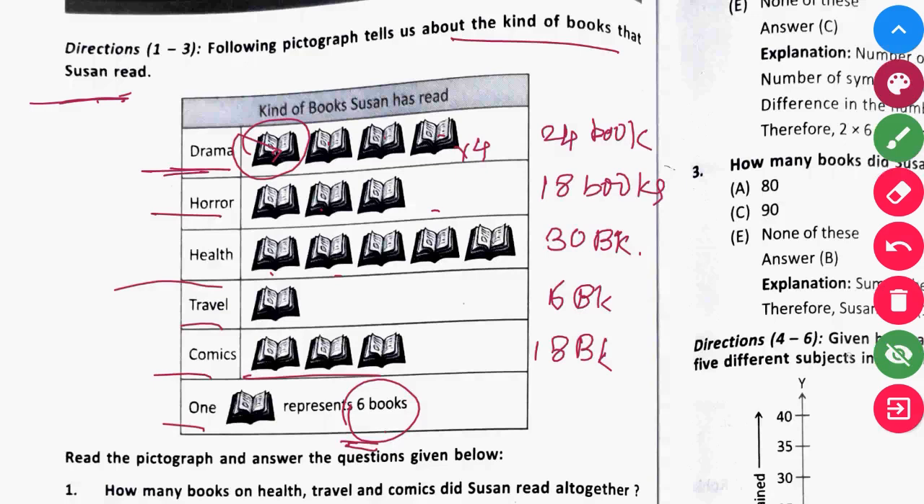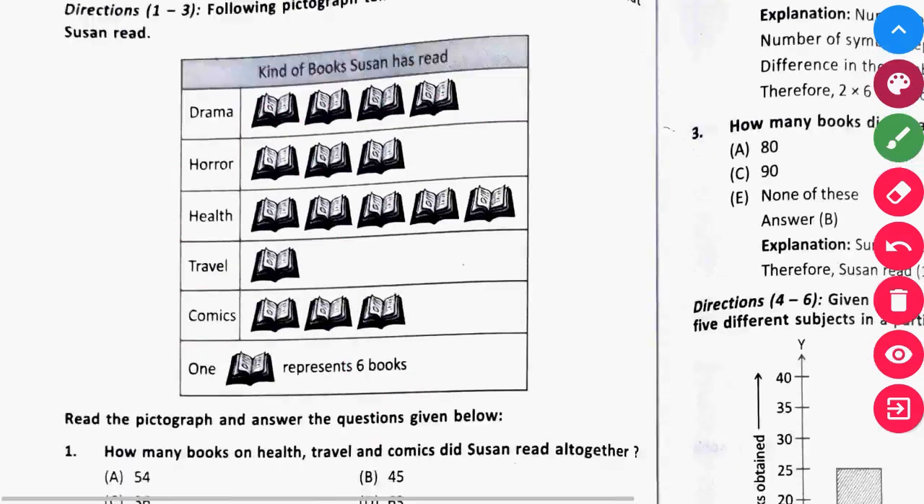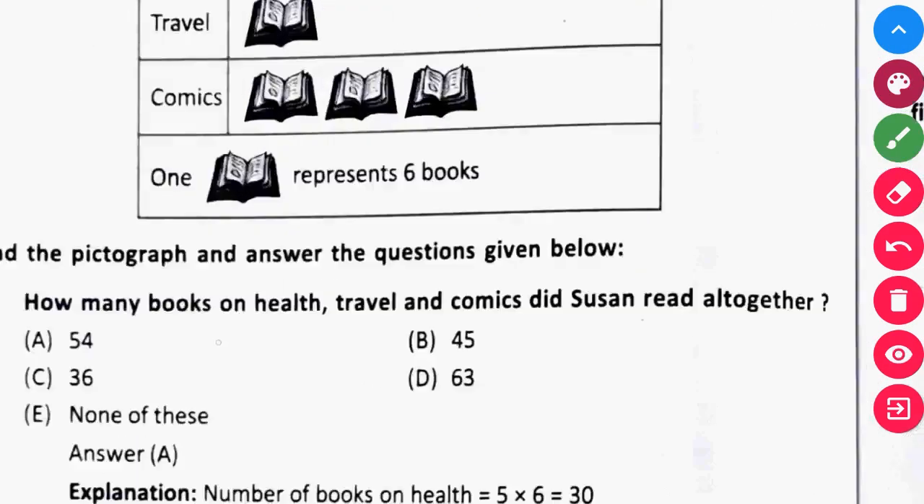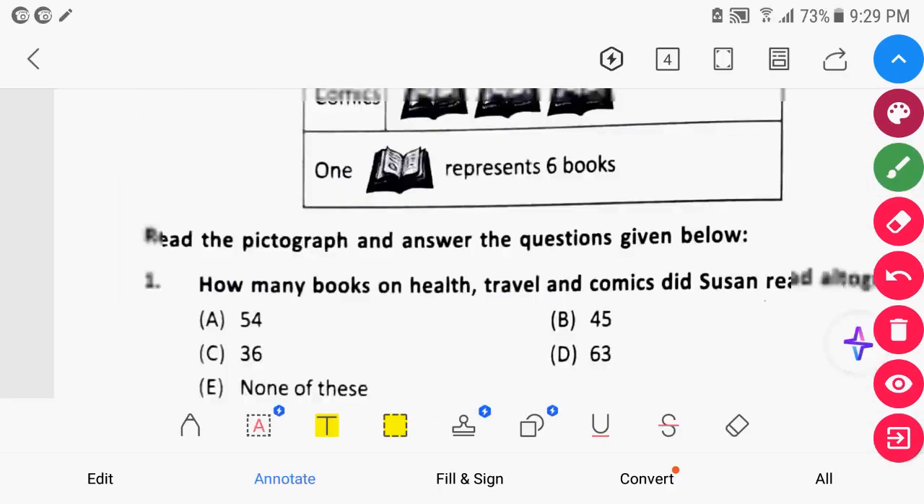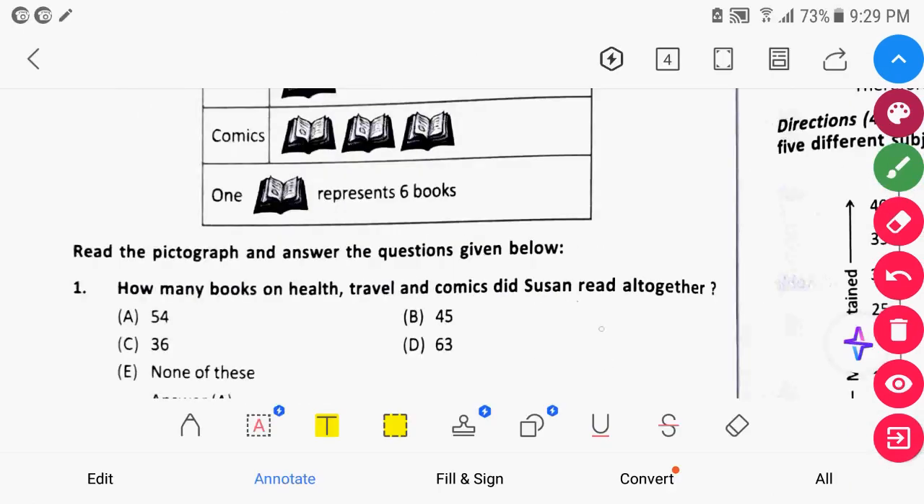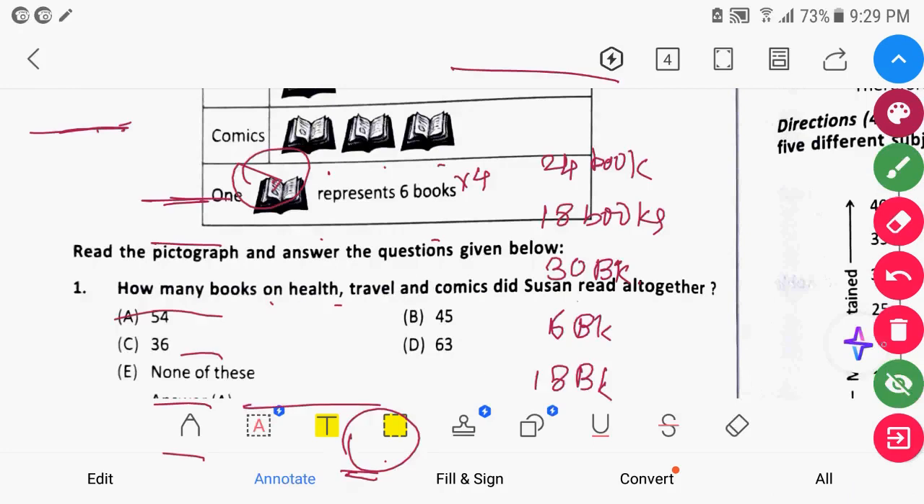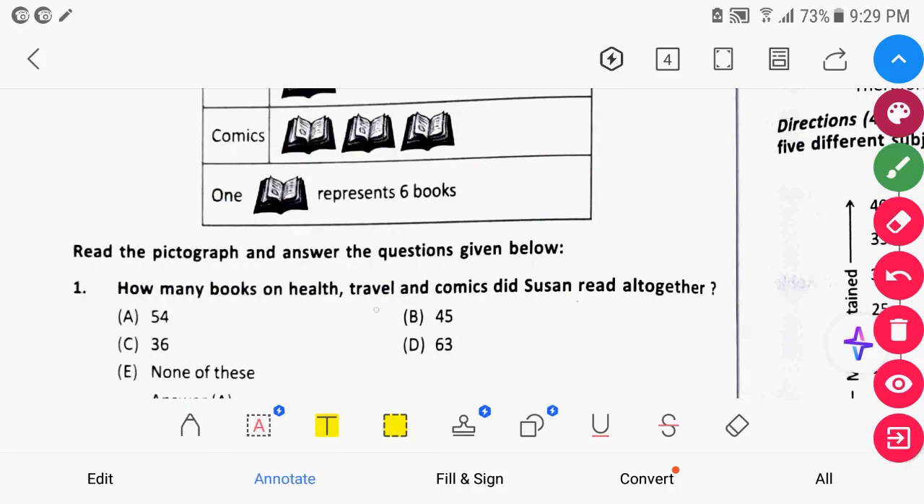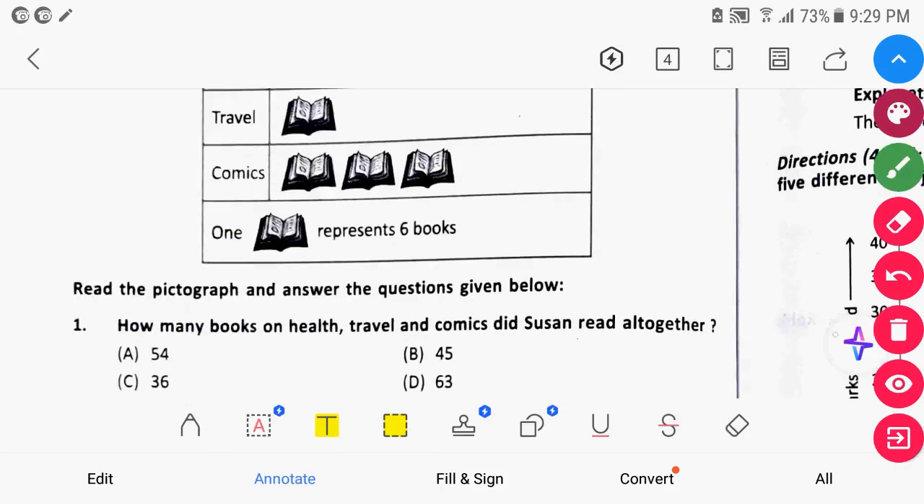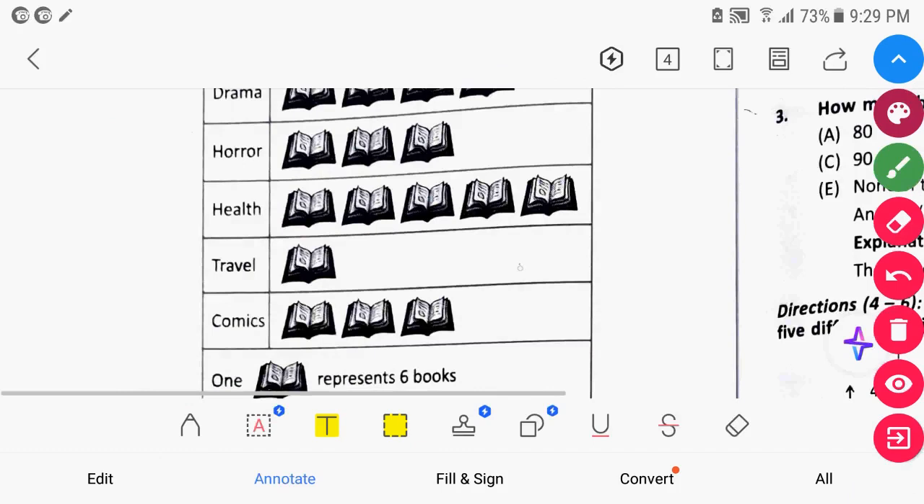Now the question is: how many books on health, travel and comic did Susan read altogether? Now see, we have calculated how many books she has read. So what we were asked is health, travel and comic. Now go to the picture.